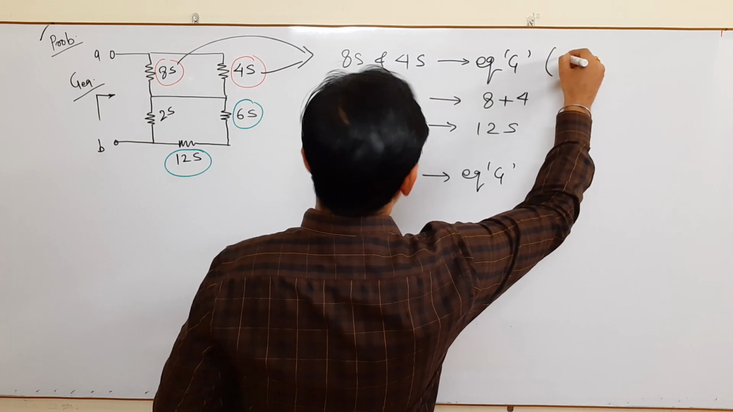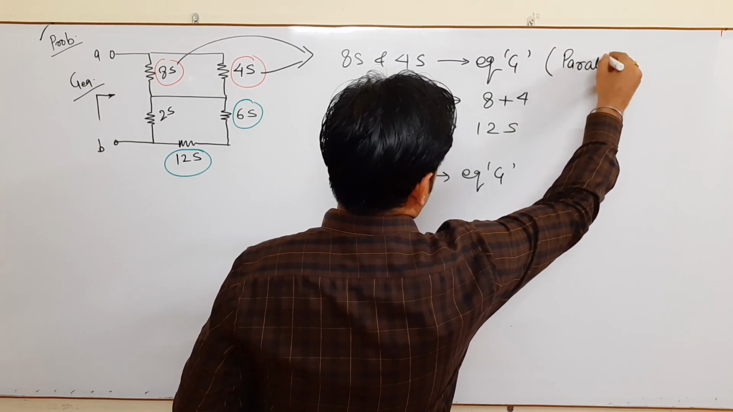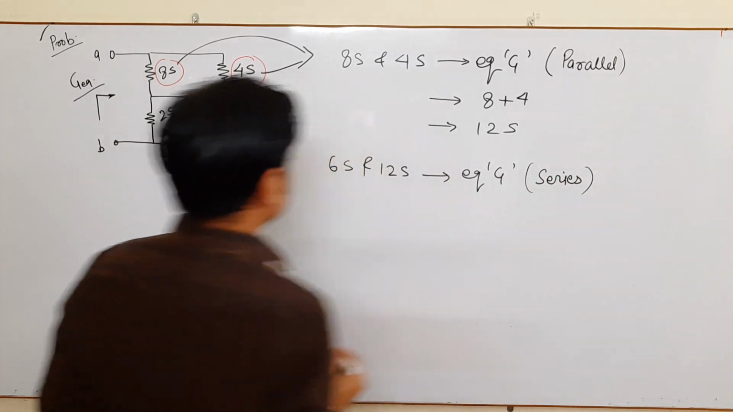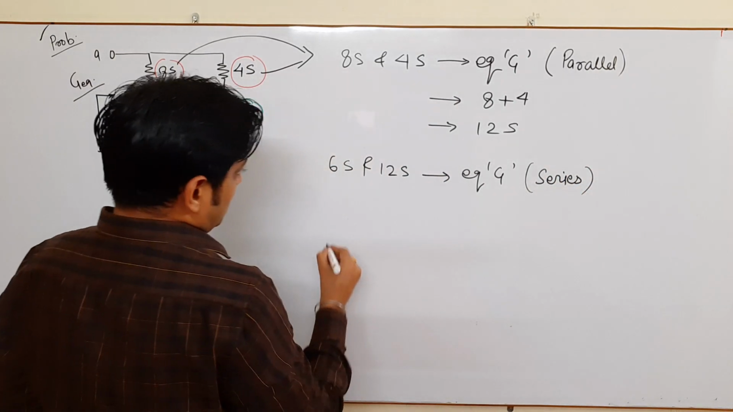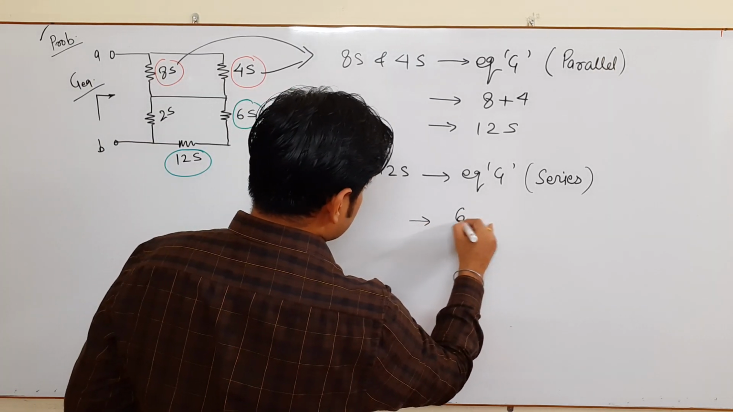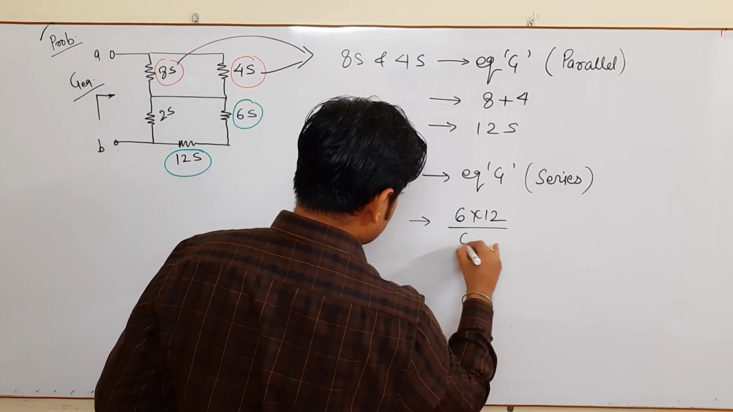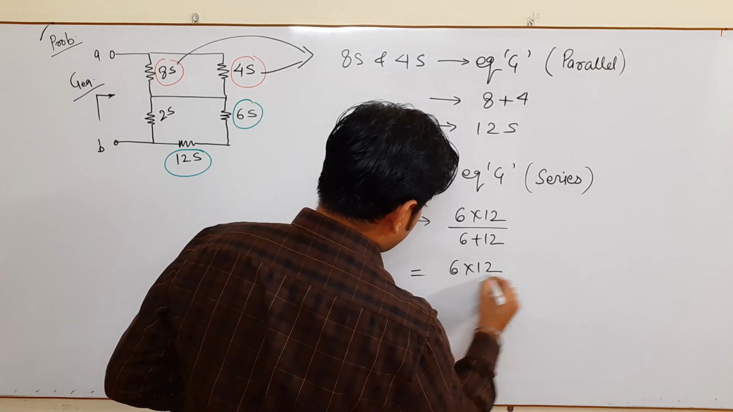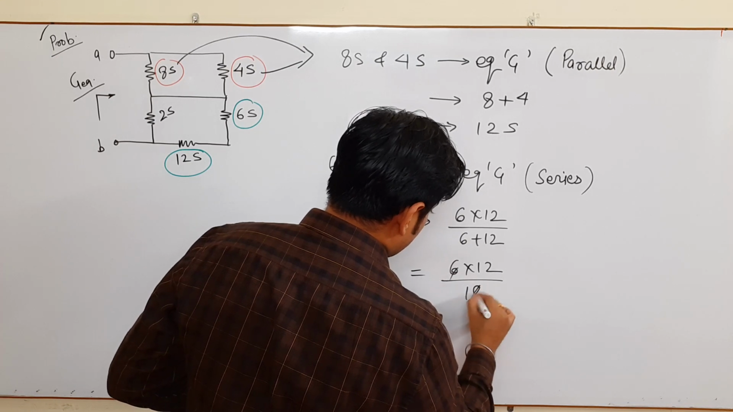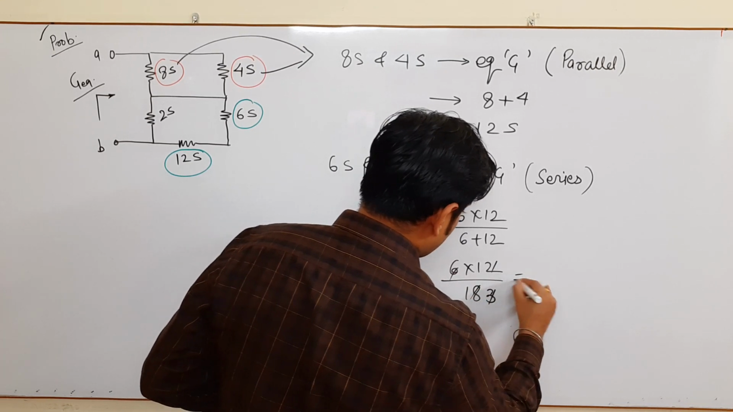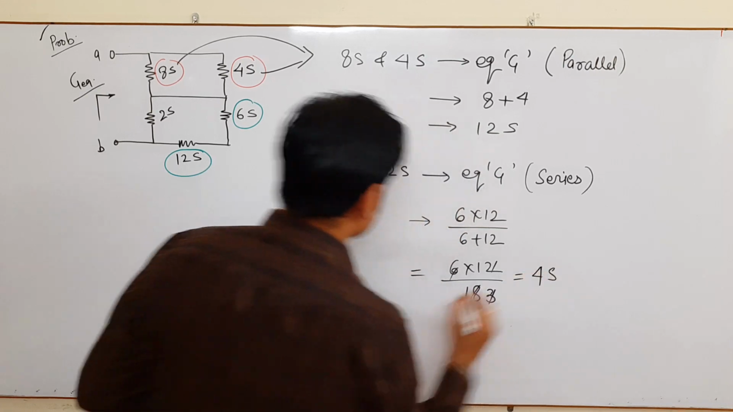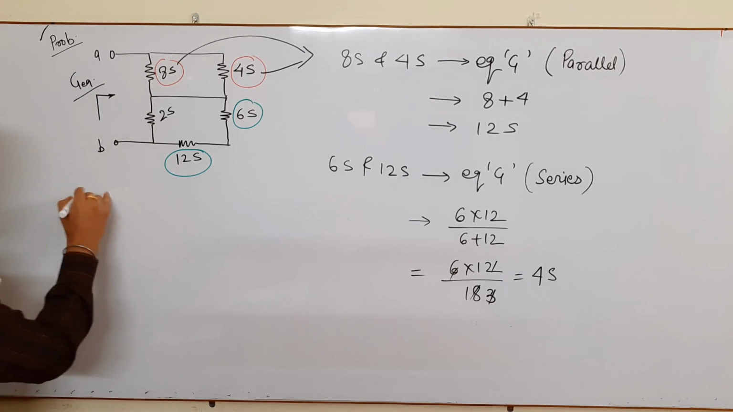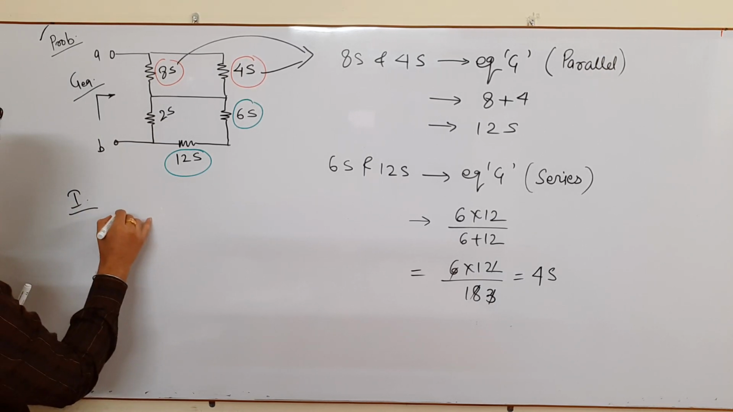It was in parallel and now they are in series. When it is in series, simply 6 into 12 upon 6 plus 12. So that comes to be 6 into 12 upon 18, and that comes to be 4 S. So when you have solved it, I will redraw this network.